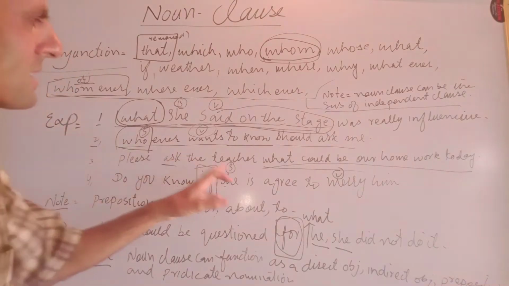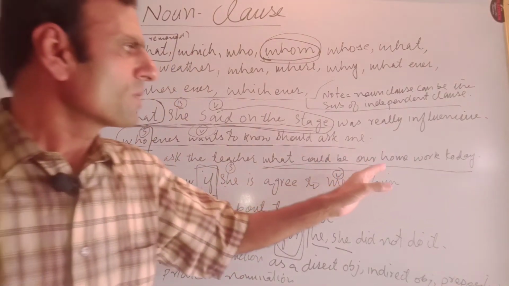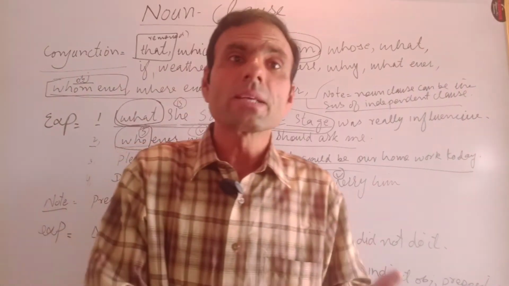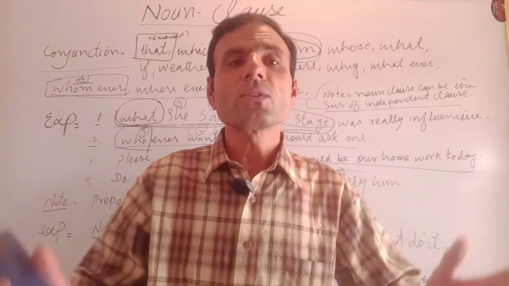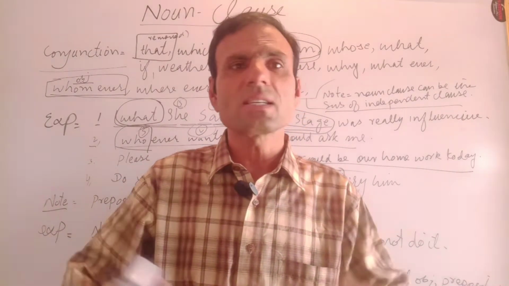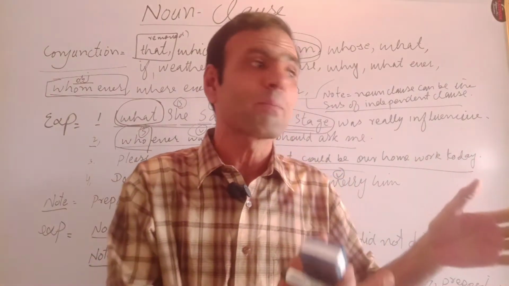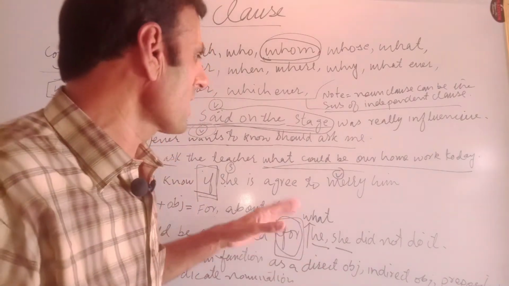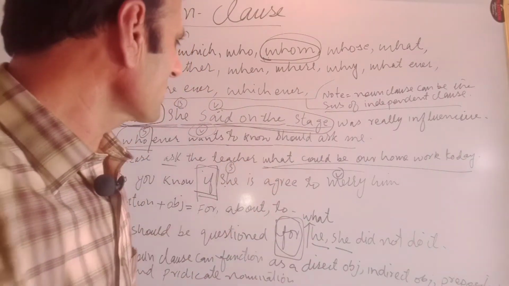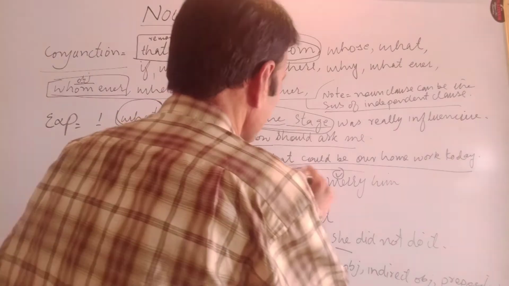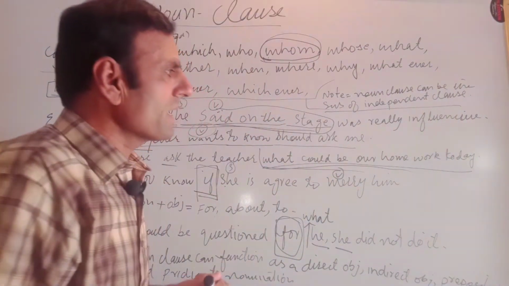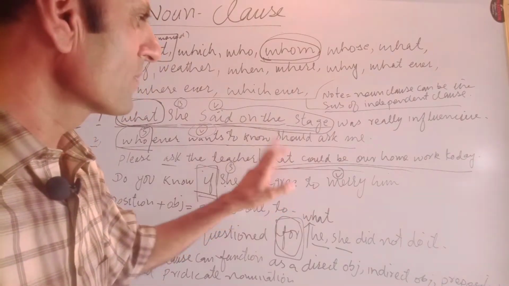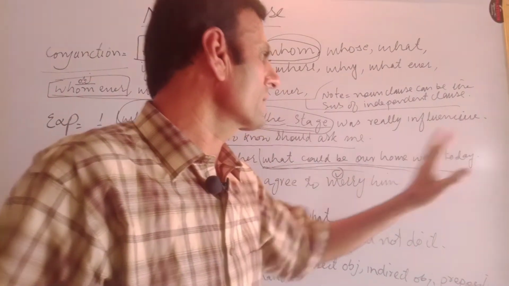Please ask the teacher what would be homework today. Now, please ask the teacher. If we say please ask the teacher, this doesn't work by itself. It needs some completion. If we are not completing the sentence, it's not giving us a clear idea. Okay, please ask the teacher from here. What could be our homework today is our noun clause, because the conjunction what is working in here. What could be our homework today?